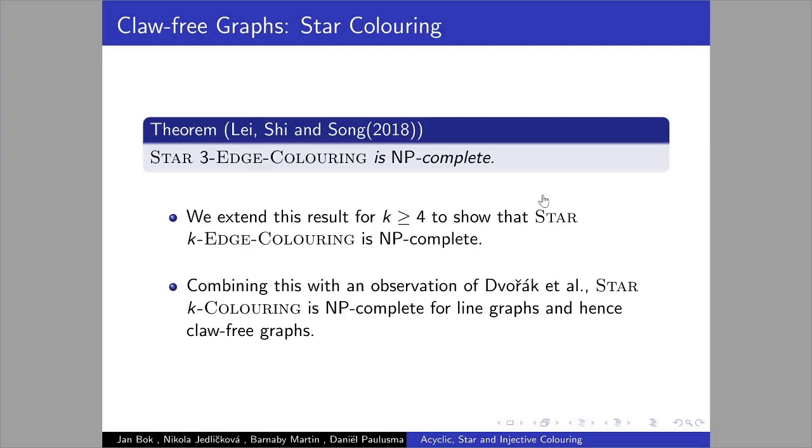And then a similar case for star colouring. So we extend this result that star 3-edge colouring is NP complete to show that star K-edge colouring is NP complete. And then we use this observation that a graph has a star K-edge colouring if and only if its line graph has a star K colouring to show NP completeness for line graphs and hence for claw-free graphs.